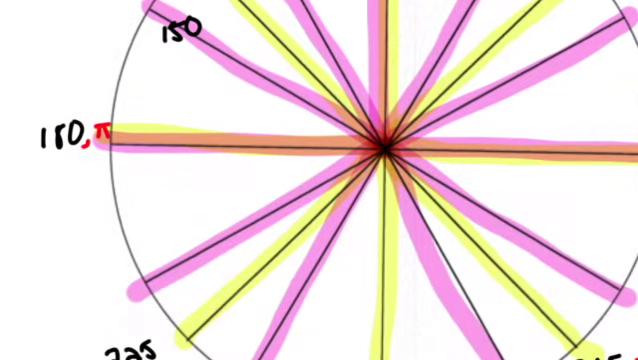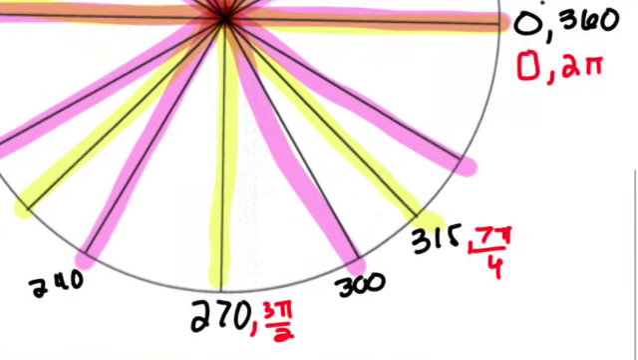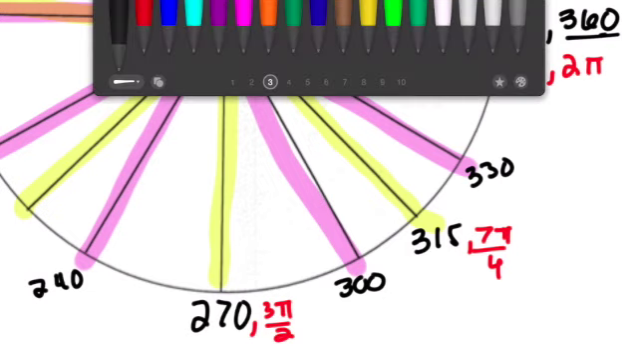180 plus 30 gives me 210. 210 plus 30, that's 240. 240 plus 30 is 270. 270 plus 30 is 300. 300 plus 30 gives me 330. And then 330 plus 30 is 360. And I'm done. Let's go ahead and look at the radians now.